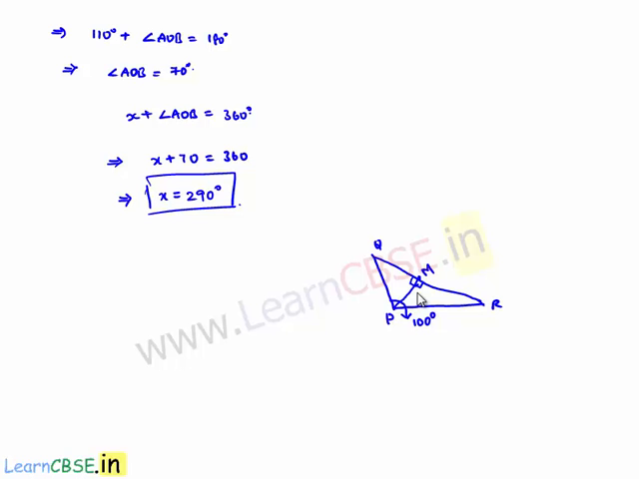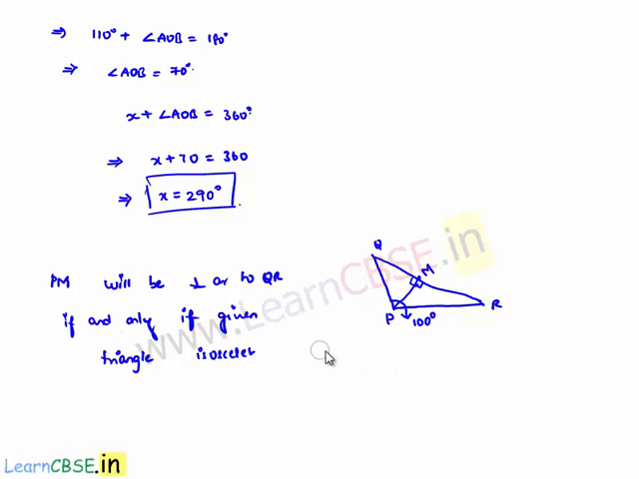We know that a bisector of an angle PM will be perpendicular to QR if and only if the given triangle is isosceles. Therefore, we get angle Q is equal to angle R. Let it be some x.